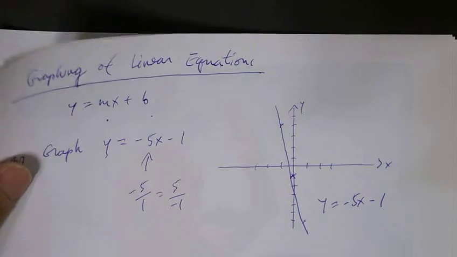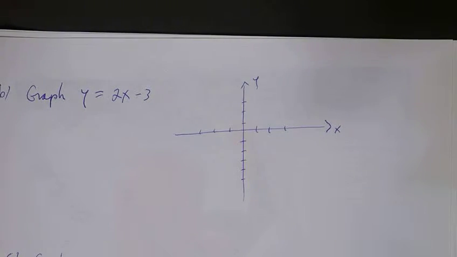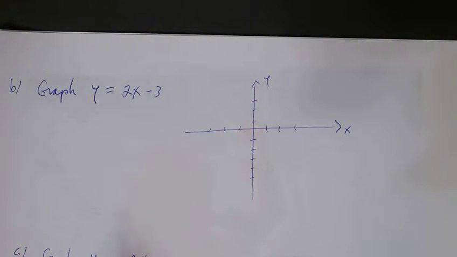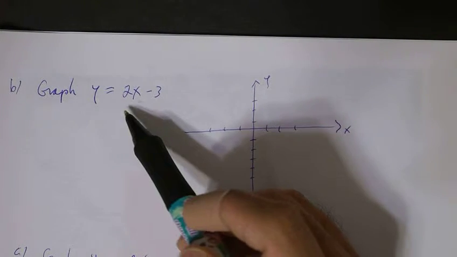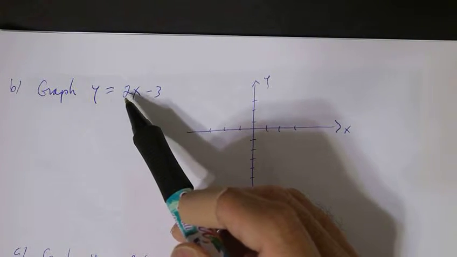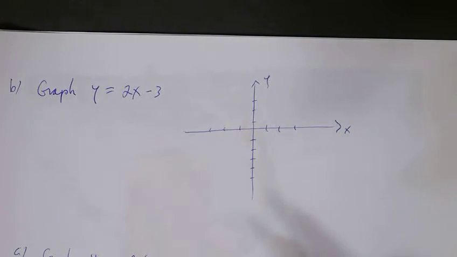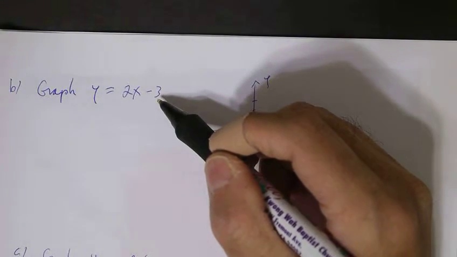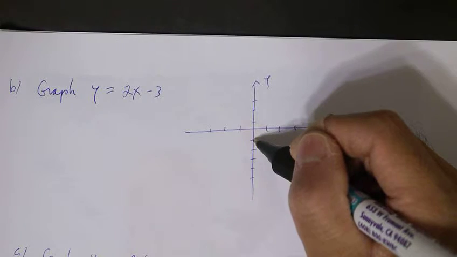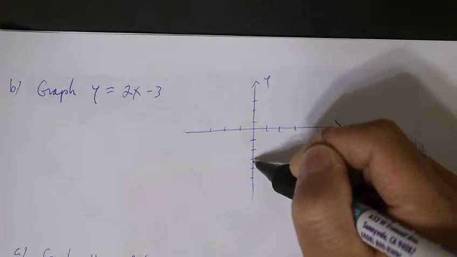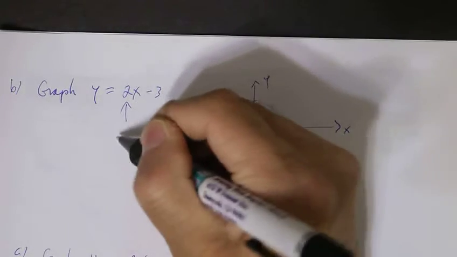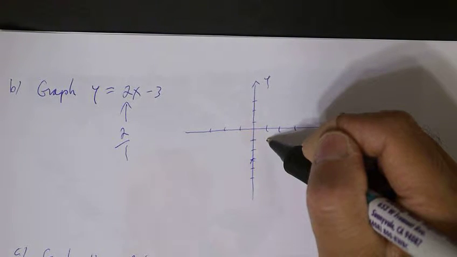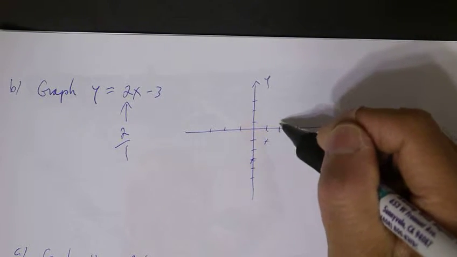Next, let's look at a different situation. On the next page, I have y equal to 2x minus 3. Let's try to sketch it. Notice that in this case, the slope is positive 2x. It's different from the previous example, which was minus 5x. So like before, I mark the y-intercept, in this case here on the vertical axis, minus 1, minus 2, minus 3 here. The slope is positive, or 2 over 1. So from the y-intercept, I go up 2, move to the right by 1, go up 2 again, move to the right by 1.